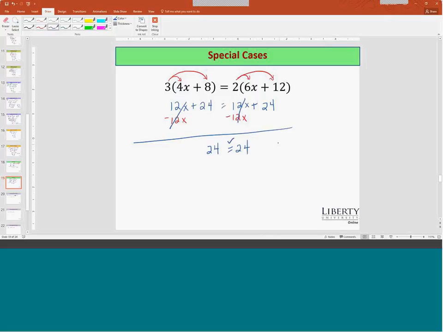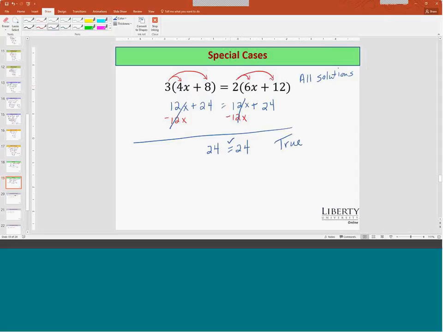Now, it's indeed equal to 24. I have a true statement. So this equation, 3 times 4x plus 8 is equal to 2 times 6x plus 12, means that all solutions for x work. Any value that you want to put in place of x in this equation will make this equation true. So anything. x could be 4, x could be 0, it could be negative 5,428, and it's still going to give you an equal or a true statement.